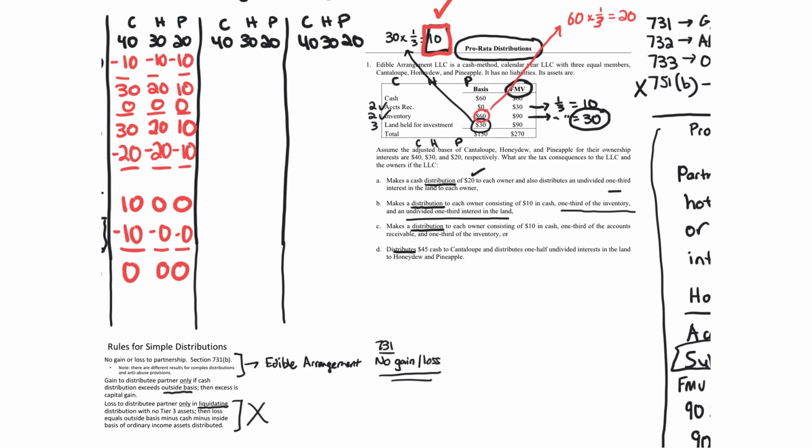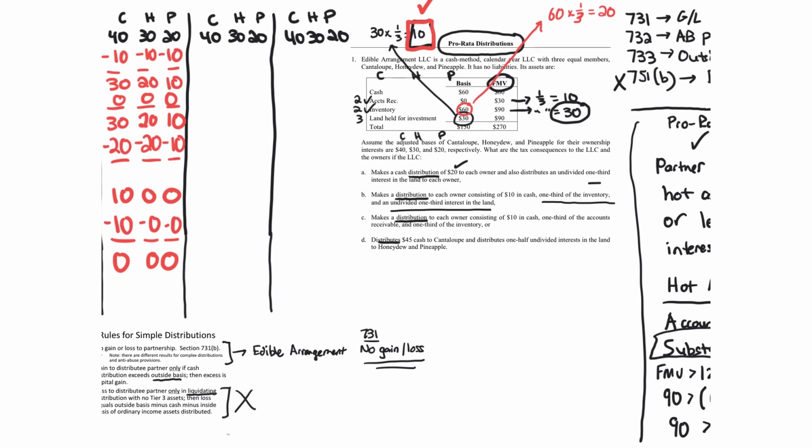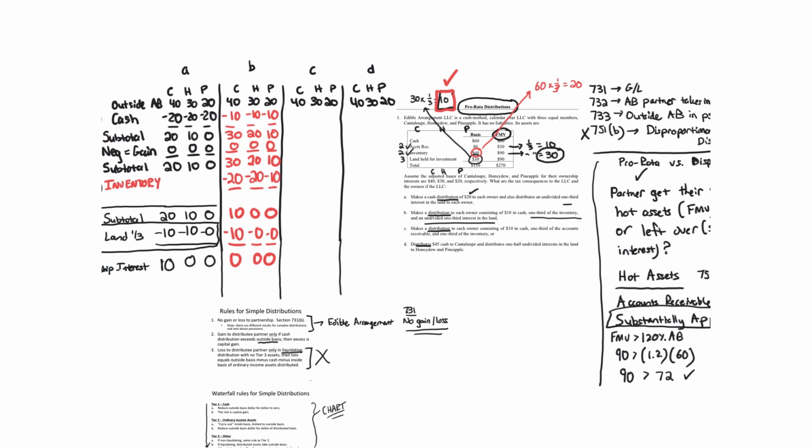In C, change the color. In C, we've got $10 in cash, 1/3 accounts receivable, and 1/3 inventory. So we're going to go ahead and do the $10 of cash again. No gain or loss to the partnership. No gain or loss to the partners. Just bring that down, same analysis, right? Because there's no negative.